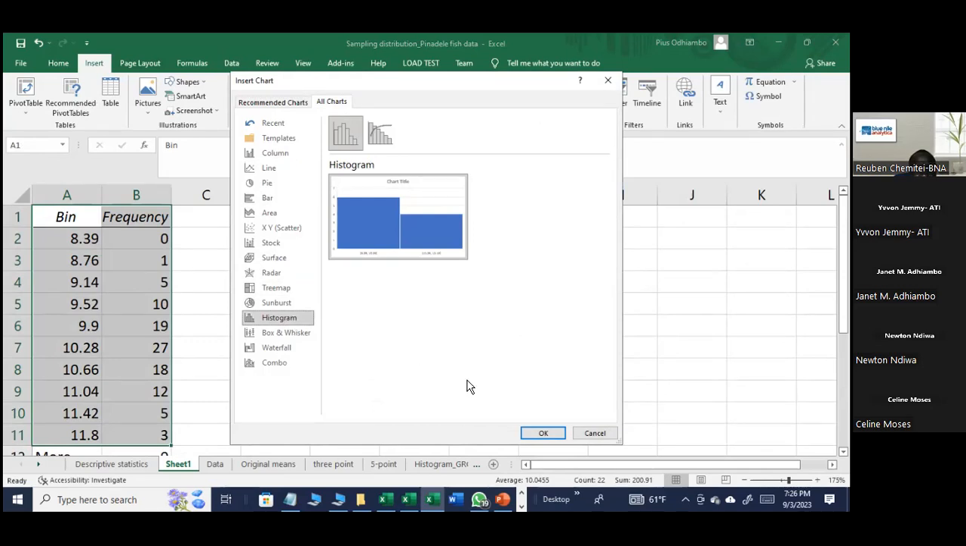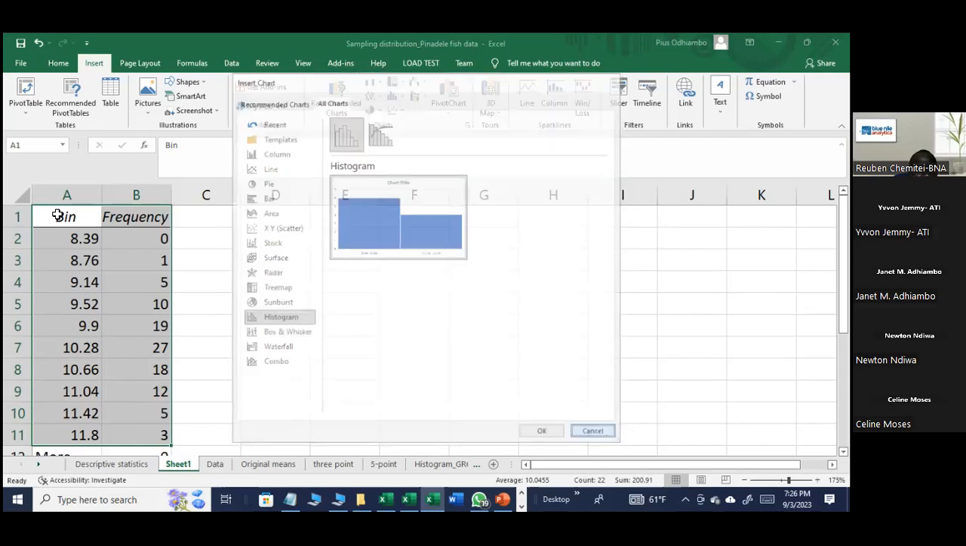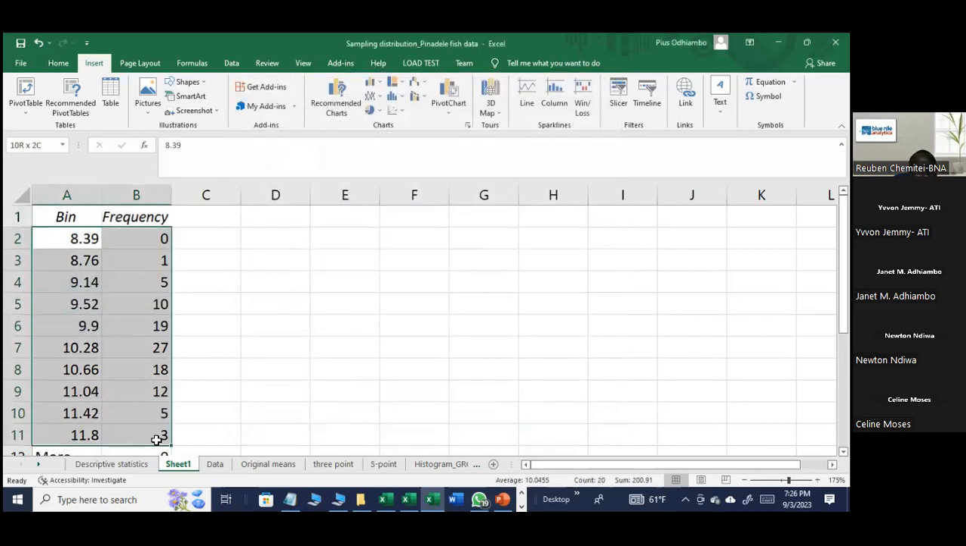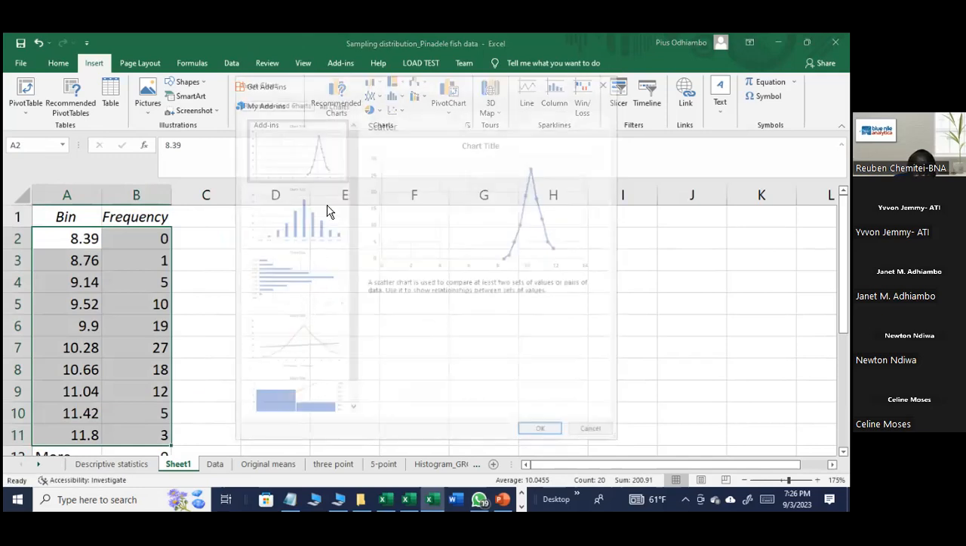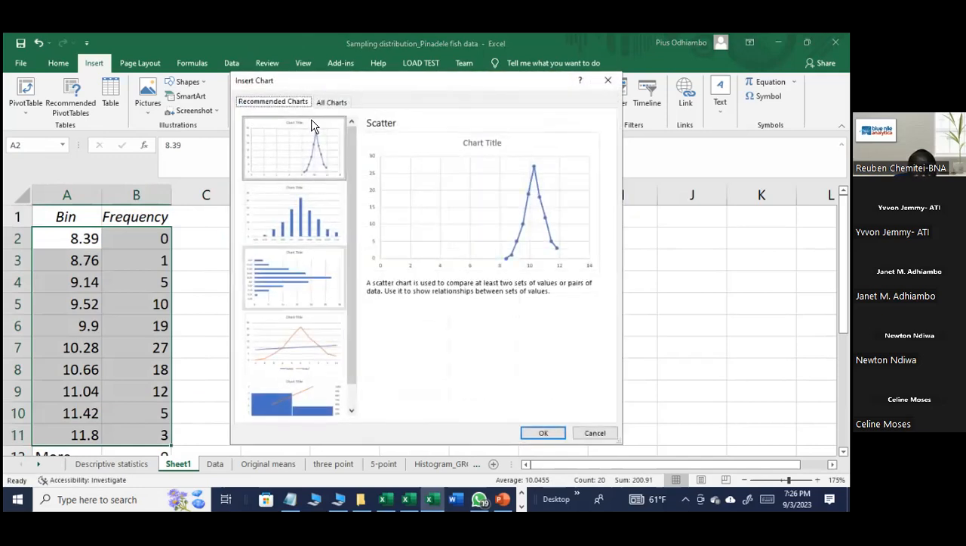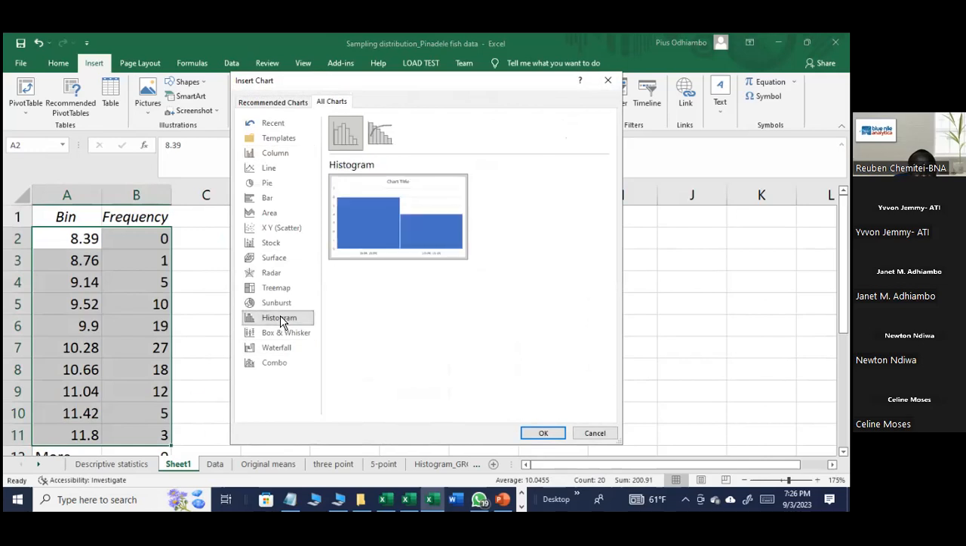It's giving me different values. Let me check again. Sorry. We have this. Then insert, then chart, then histogram. Histogram. I don't know why it's only giving two values.